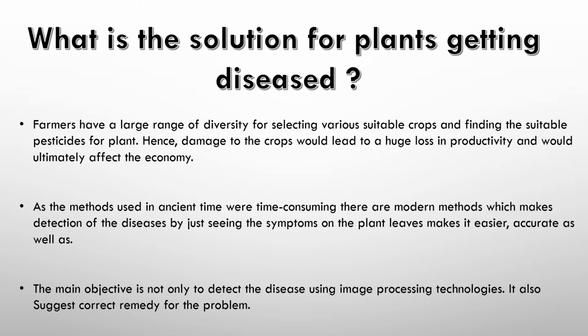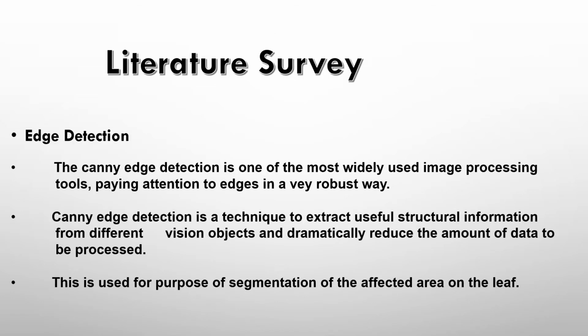The main objective is not only to detect the disease using image processing technologies, it also suggests the correct remedy for the problem. The first part is image segmentation, for which the Canny edge detector can be used. Canny edge detection is one of the most widely used image processing tools which pays attention to the edges in a very robust way. Canny edge detection is a technique used to extract useful structural information from different vision objects and dramatically reduce the amount of data to be processed. This is used for the purpose of segmentation of the affected area on the leaf.